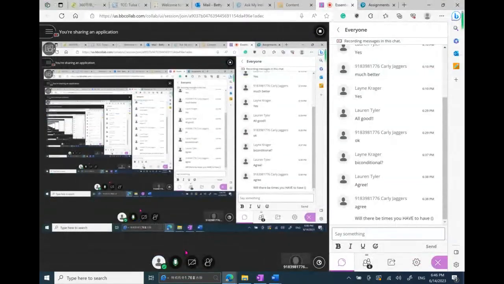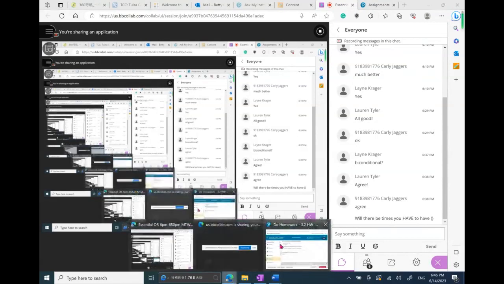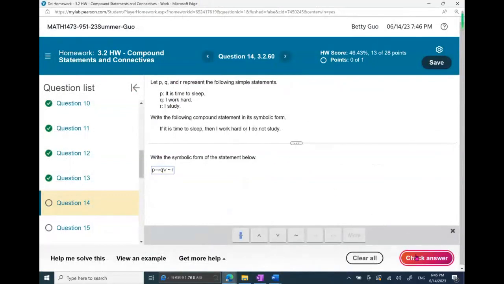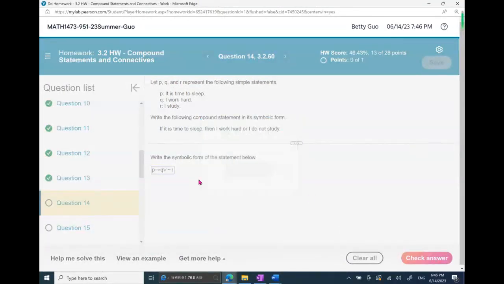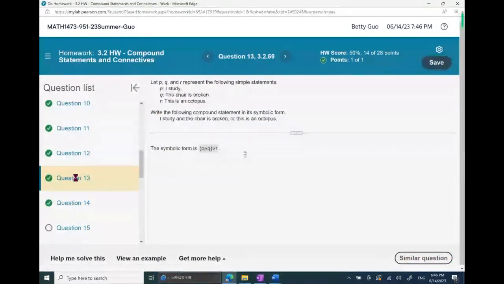Will there be times you have to? Yes, there is time we have to. Earlier, the previous question, let's see if we can go back. So let's go back, number 13. In this case, you have to, because the conjunction and the disjunction have the same level of dominance. Without the parentheses, the notation is confusing. You don't know if it's conjunction or disjunction. You have to put a parenthesis here, then you know, okay, that's one piece. That is the first component of the disjunction.